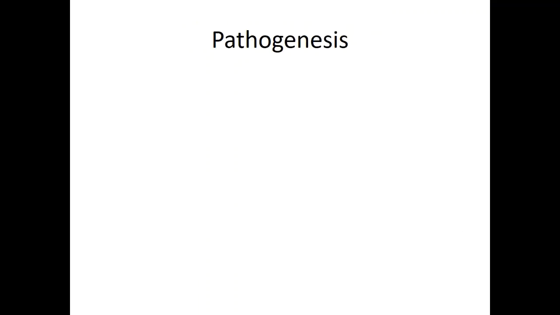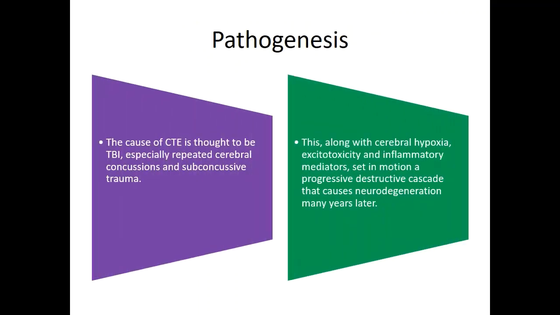So what is the pathogenesis behind this? The cause of the chronic traumatic encephalopathy is thought to be the traumatic brain injury, especially the repeated cerebral concussions and subconcussive trauma. This, along with the cerebral hypoxia, excitotoxicity, and inflammatory mediators, set in motion a progressive destructive cascade that culminates into a neurodegenerative disease like Parkinsonism many years later.